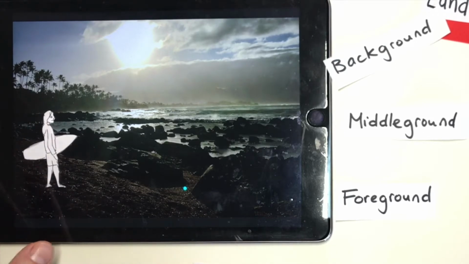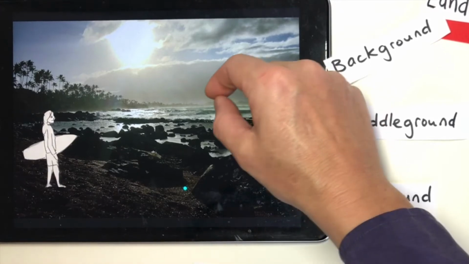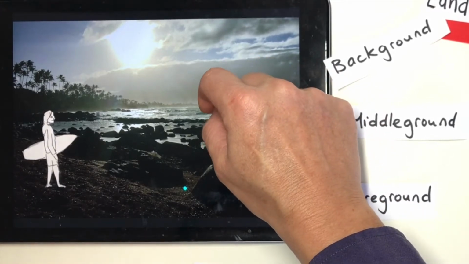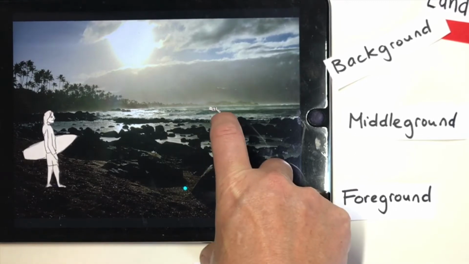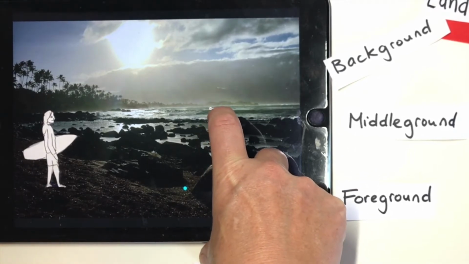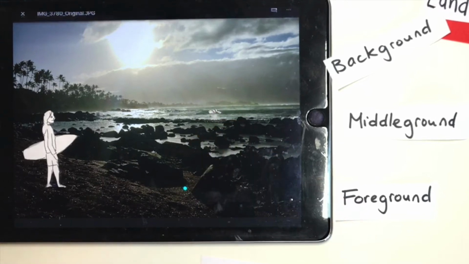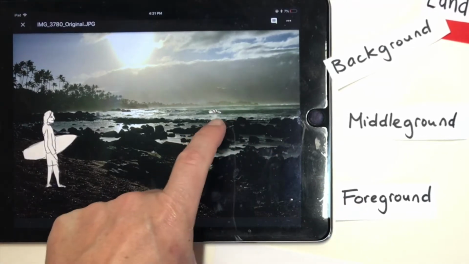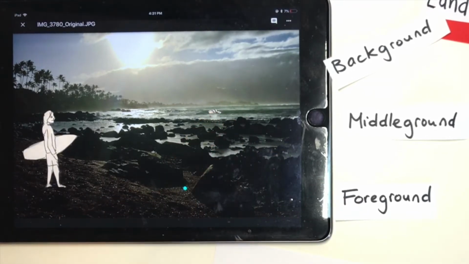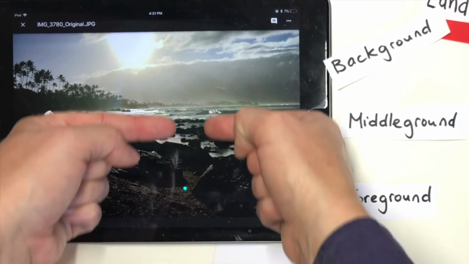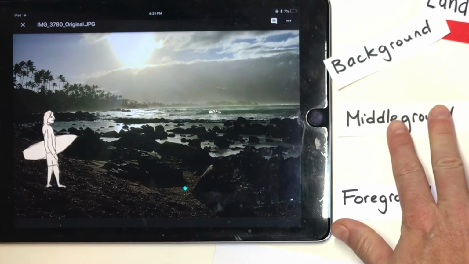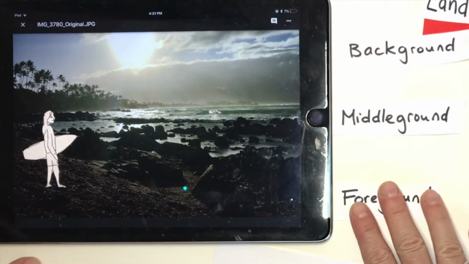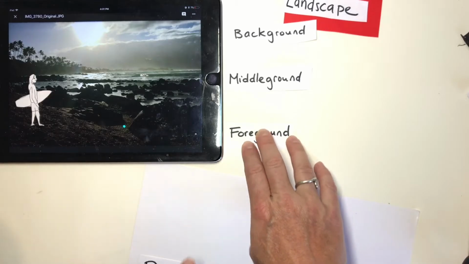So if this person was in the foreground, they would be that size. But imagine there was someone out here surfing, catching that wave right there. They're just boogie boarding there, or maybe they're kicking to paddle and get it. This person's a lot smaller because they are farther away. You notice how they're also higher up in this picture? So they are in the middle ground, while this person here is in the foreground.